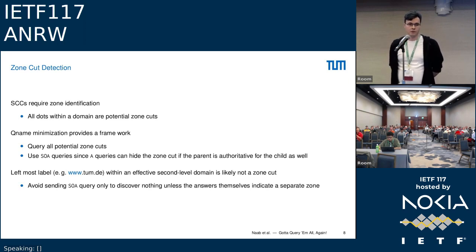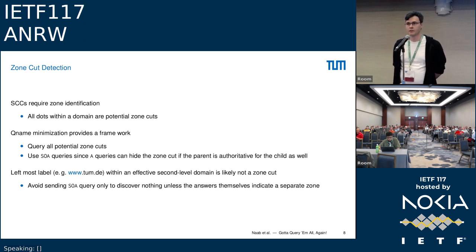QNAME minimization provides a framework for that. So we simply query for each delegation. We're going to query whether there is a delegation for the specific name, and not only the complete name. Compared to the suggestions, we're going to use SOA queries, since for A queries we have the problem that if the parent is also authoritative for the child, we're not going to discover this delegation, even if it exists.